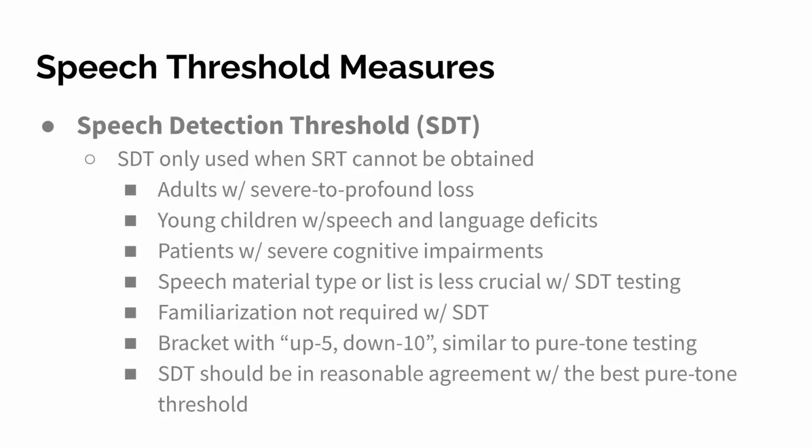You'll typically bracket up 5, down 10 if you're working with adults. If you're working with very young children, you might bracket up 10, down 20. SDT should be in reasonable agreement with the best pure tone threshold. It should be within 20 dB of the best 2 frequency average. It only represents the best hearing frequency. And in the sound field, like with pediatrics, it isn't ear specific. So I'm thinking of visual reinforcement audiometry in the sound field.